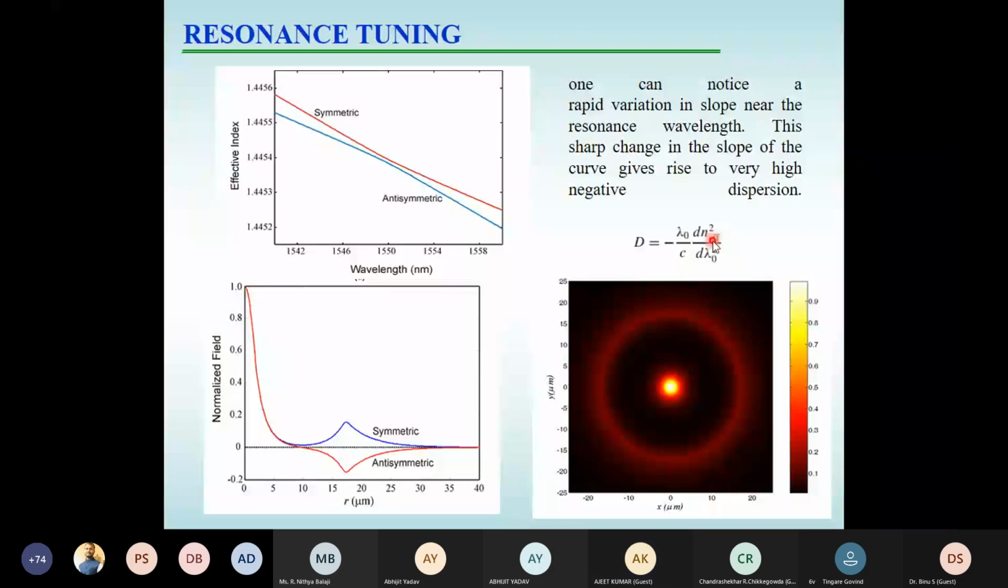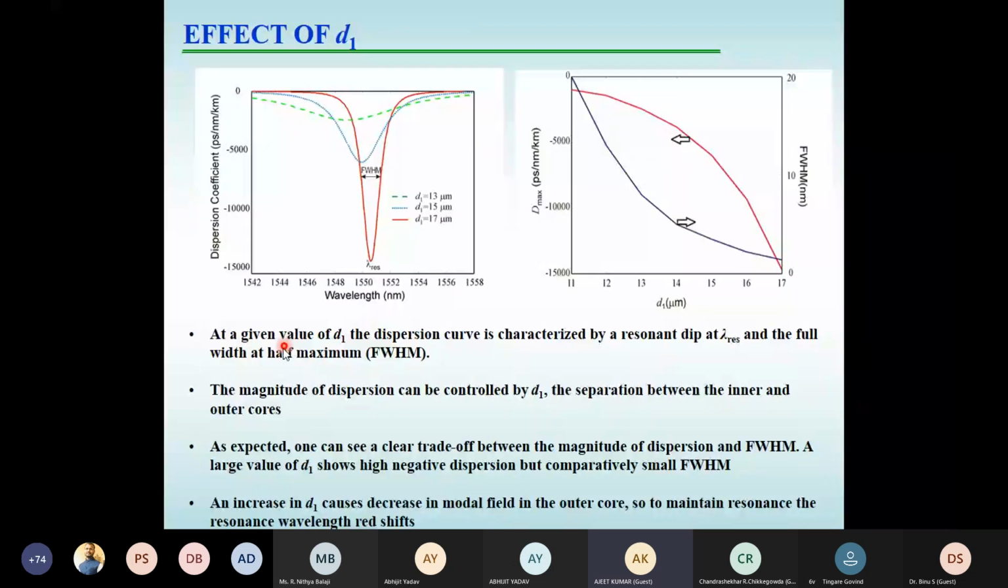Now this dispersion, at any value of d1, is going to be characterized by two things. One is the resonance wavelength, and the second is the full width at half maxima of the resonance. With what we have seen, the magnitude of the dispersion can be controlled by d1, which is the separation of this one. Magnitude of dispersion means the maximum D max you are getting over here.